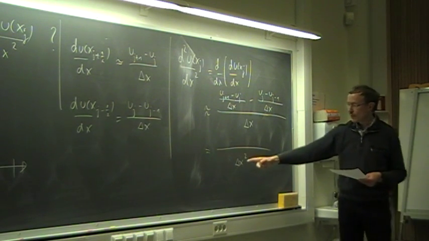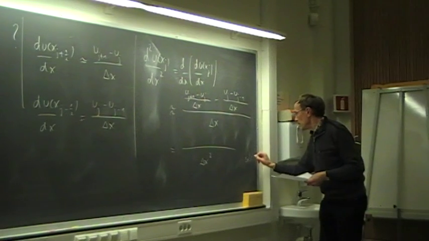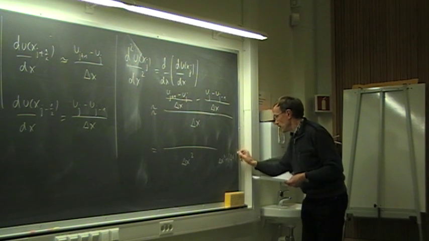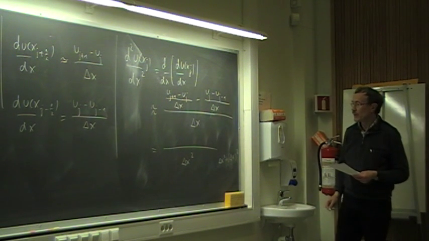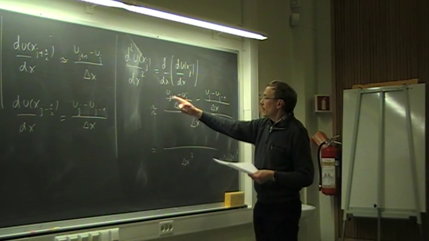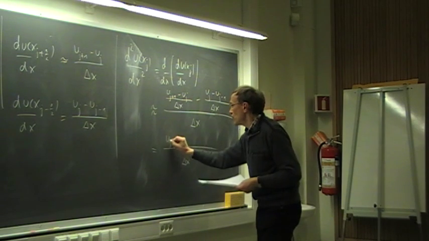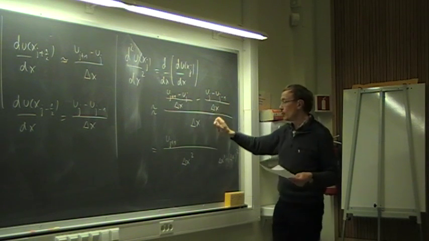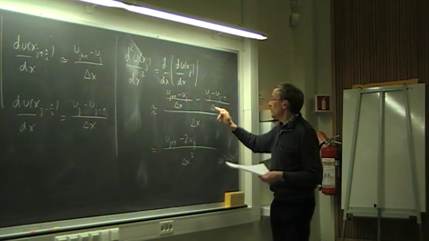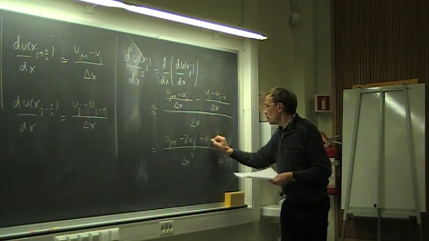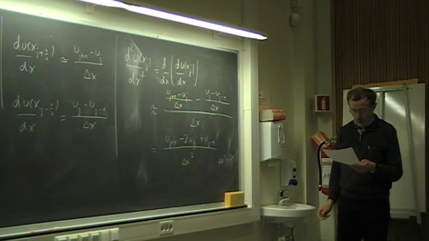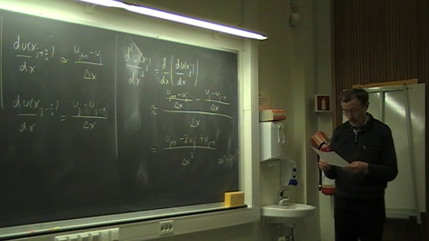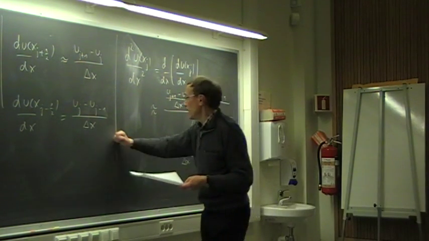I use this notation, which means delta x squared; it is common. And then in the numerator, we get uj plus 1, here we get minus uj, and here we get minus uj, so we get minus 2uj. And here we get minus minus, a plus uj minus 1. So then we have an approximation of the second derivative.